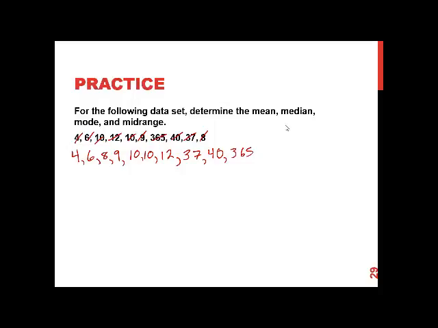The mean is going to be the sum of all these numbers divided by the number of items. So we've got 1, 2, 3, 4, 5, 6, 7, 8, 9, 10. So there are 10 items. And not to spoil the surprise, but the sum of these is 501. So the X bar, the mean, is 50.1.